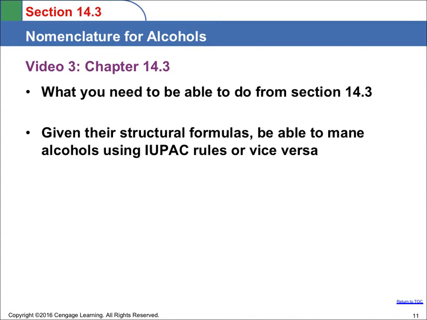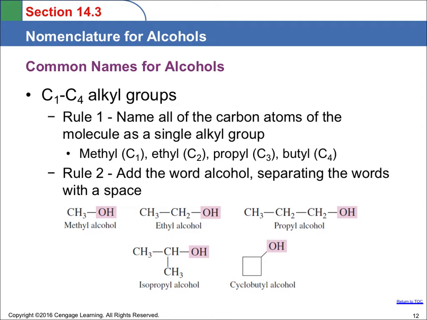So in this section we're going to talk about how we can go from structural formulas to names and vice versa for alcohols. So for naming alcohols, whenever we have C1 through C4, so that means OH groups attached to a carbon chain that contains 1 to 4 carbons, the first rule is that all of the carbon atoms are going to act as the single alkyl group.